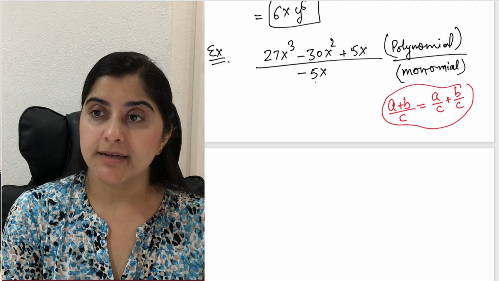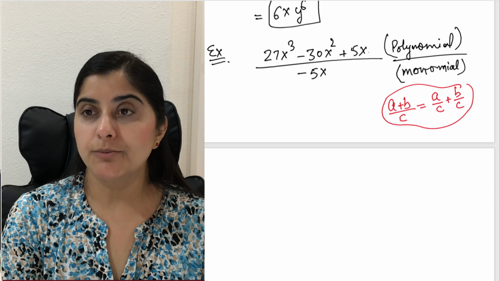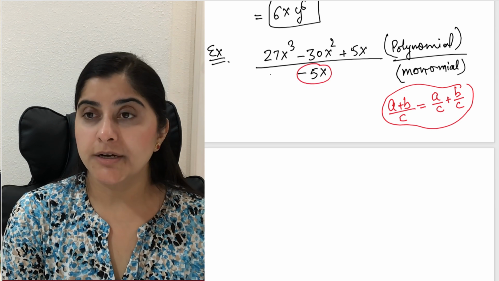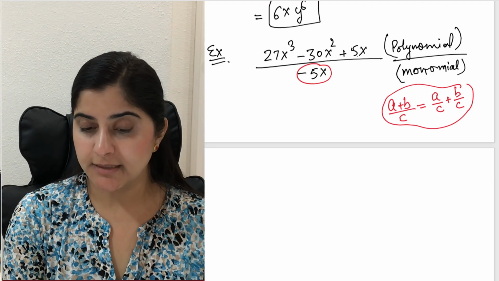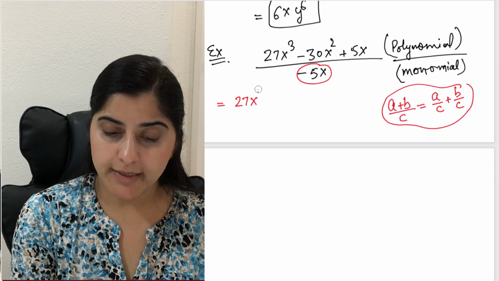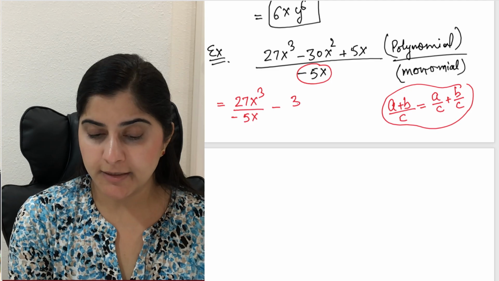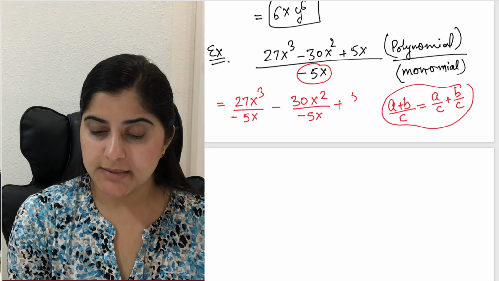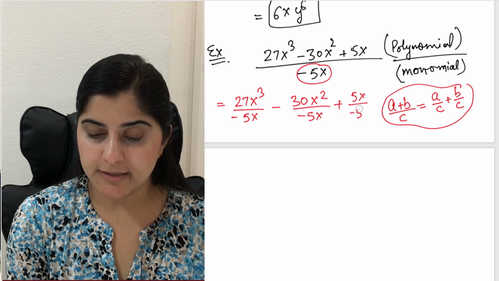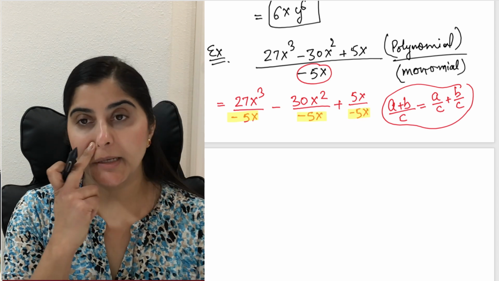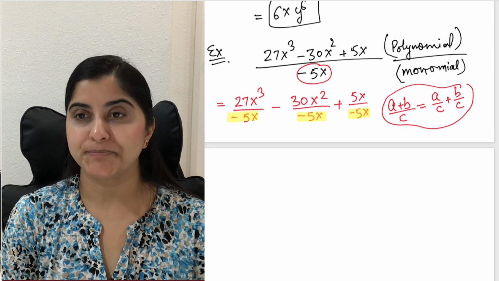So minus 5x is the denominator for this whole numerator, and the numerator has more than one term. So this is the common denominator for the first term, second term, third term. So we can separate this under each term like minus 5x, and the second term has a minus sign in the middle, so 30x squared divided by 5x. Then plus the third term 5x, and it has the denominator minus 5x.